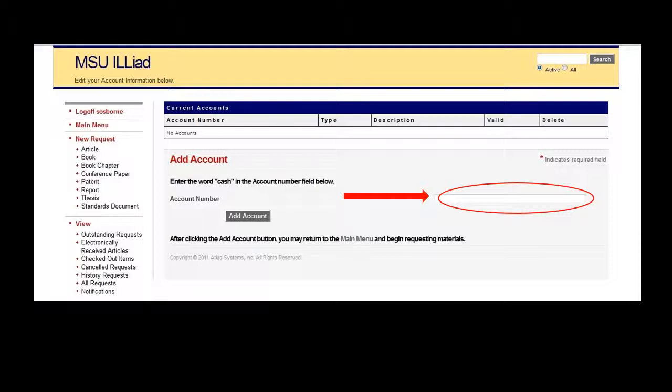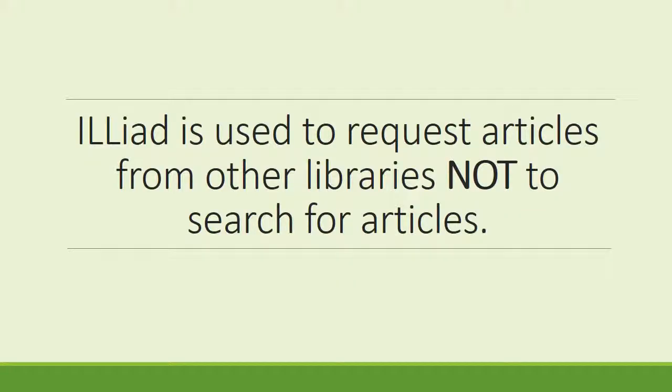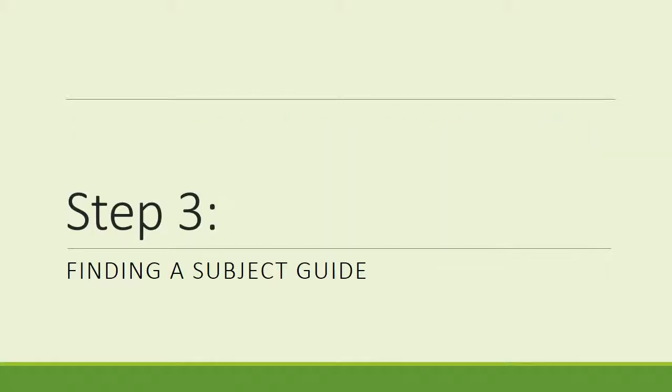After completing all the steps, your account is ready to use and you are ready to begin using the library's resources. You will only have to complete this process once during your time here at Murray State. Just remember, the one thing about Illiad is that Illiad is used to request articles from other libraries, not to search for articles.